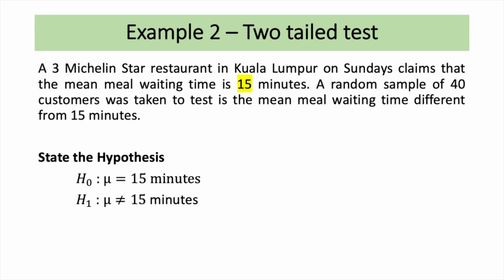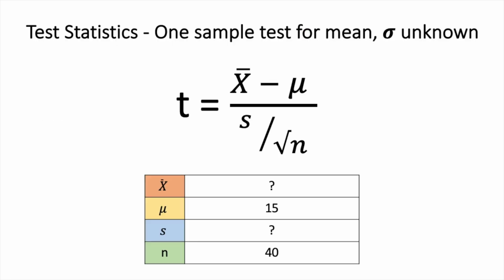Same thing here again. We will be using the t statistic, because the population standard deviation is not known, sigma unknown. You can see we already know what mu is. It's 15, and we know the sample size is 40, and we have to find the sample mean and sample standard deviation.